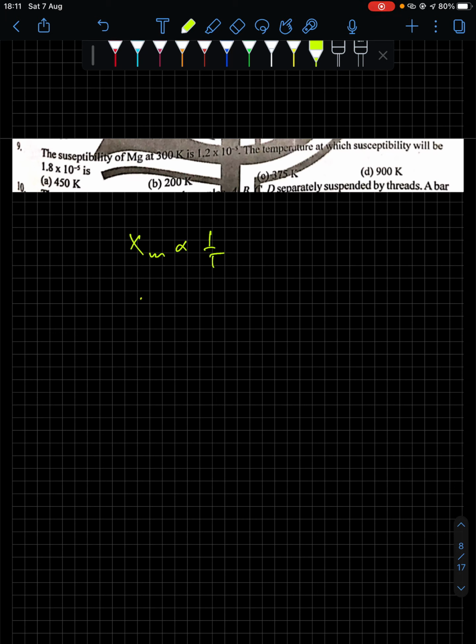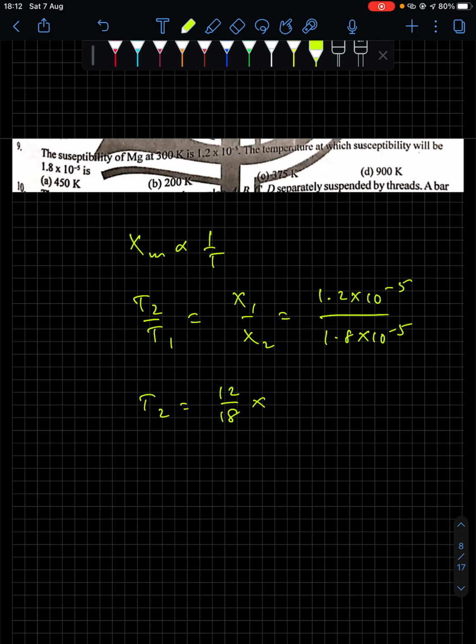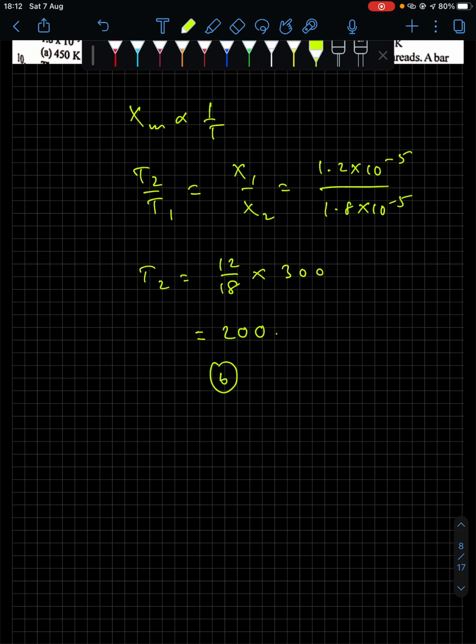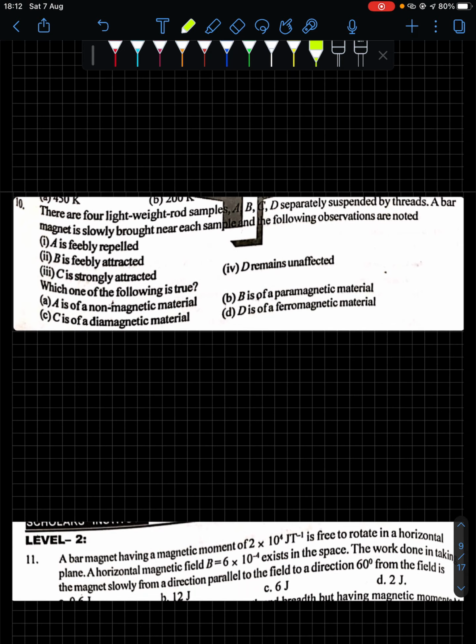So here you are finding out the temperature, right? T2 by T1 equal to chi1 by chi2. You can write chi1 by chi2. Chi1 is 1.2 10 to the power minus 5. Chi2 is 1.8 10 to the power minus 5. And T2 will be 12 by 18 into the initial temperature, 300 Kelvin. Okay, and your answer is 200. So option number B is the result.